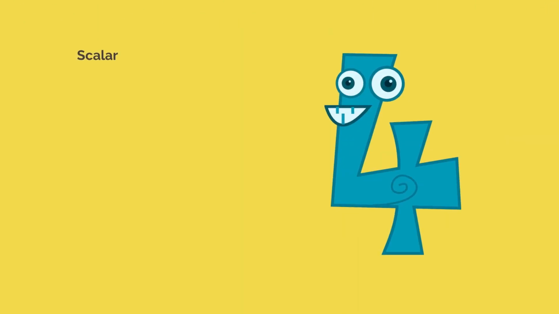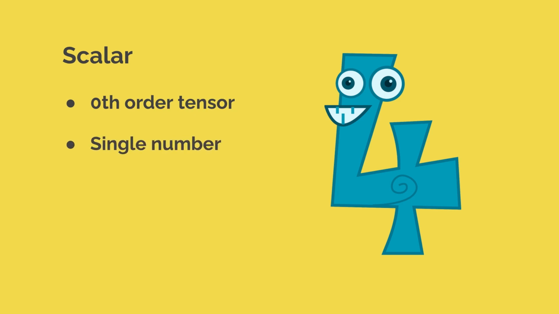Starting with our first type, it is known as the scalar. A scalar is also called a zeroth order tensor. Now what does that mean? Well, to simplify it even further, a scalar is a single number. Some examples of scalars are integers, floats, or even bytes.